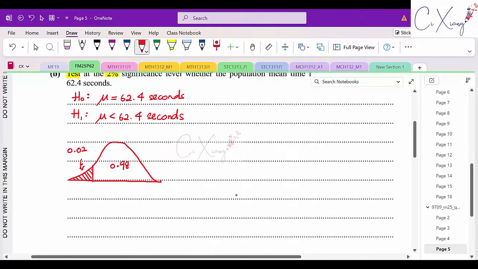All right, so I'm interested to find out this value. This value will be the critical value. This is actually our critical value. So how to find the critical value?